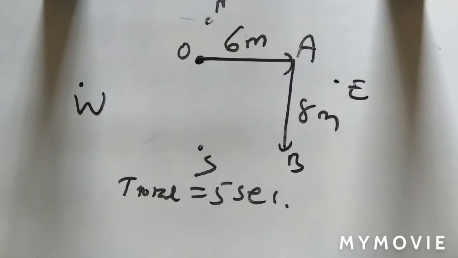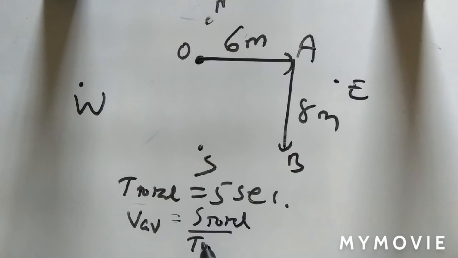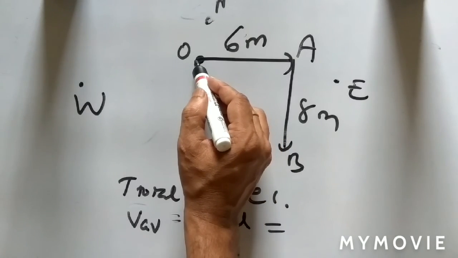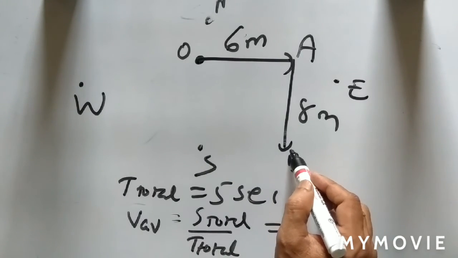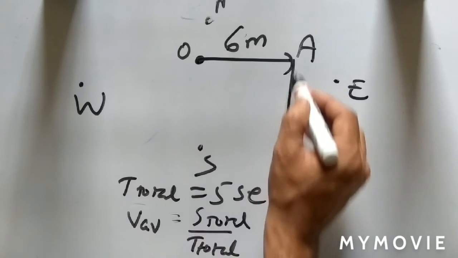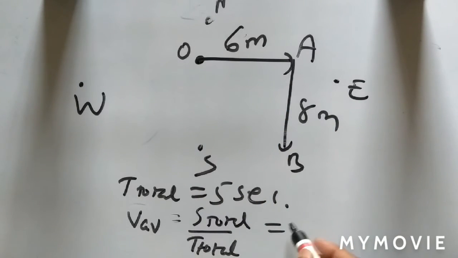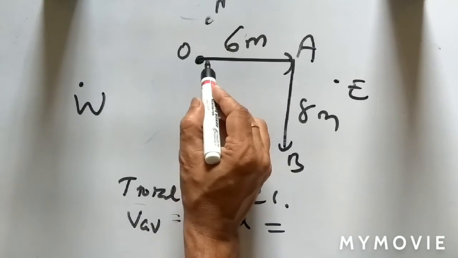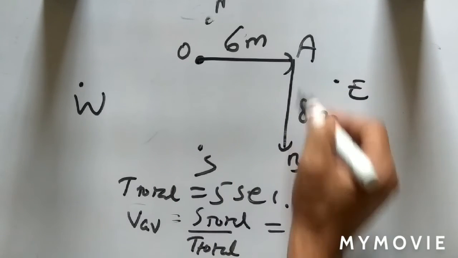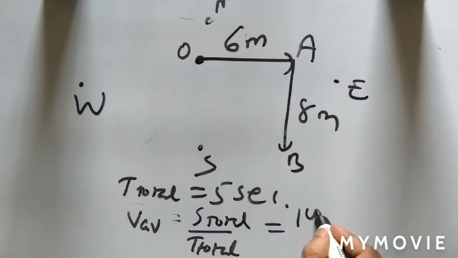So you see, suppose the upper portion is taken as north, the down portion is taken as south, the right side is taken as east, and this side is taken as west. So a man moves 6 meter due east. He starts the motion from the origin, let us say O, towards which direction? East direction. Covering what distance? 6 meter due east.